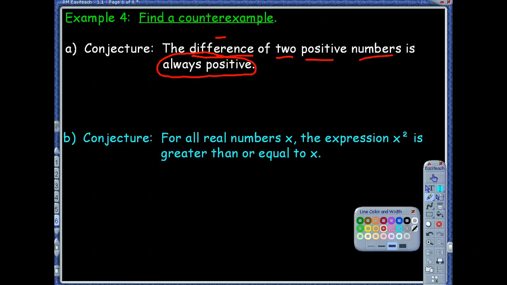Absolutely. Okay, so difference of two positive integers. I'm just going to throw out, let's say 4 and 5. So I do 4 minus 5. That gets you -1. Does that work there? Yep, because it's not positive, so we're good.